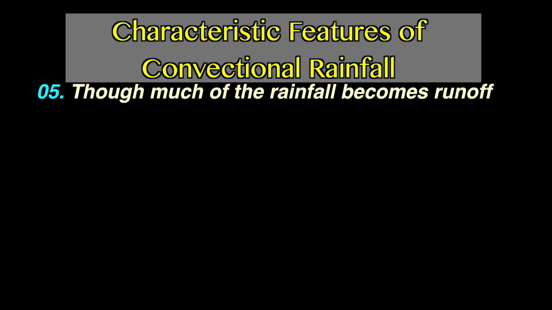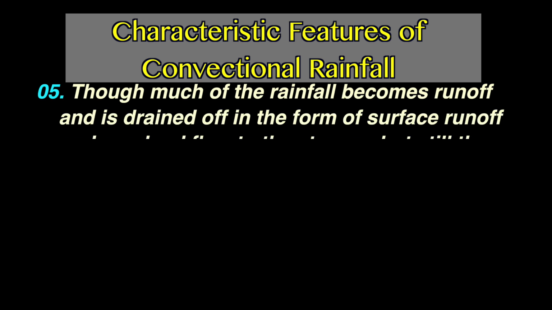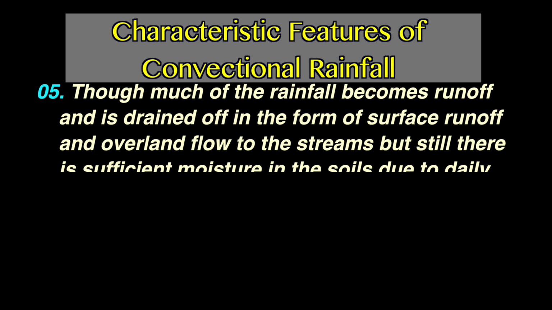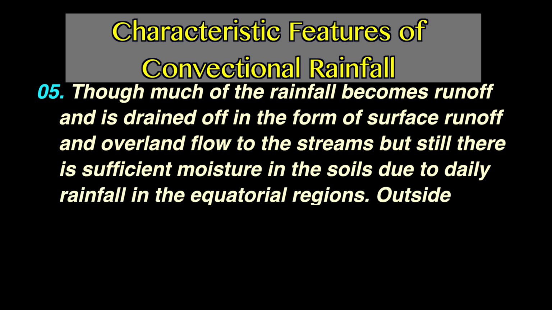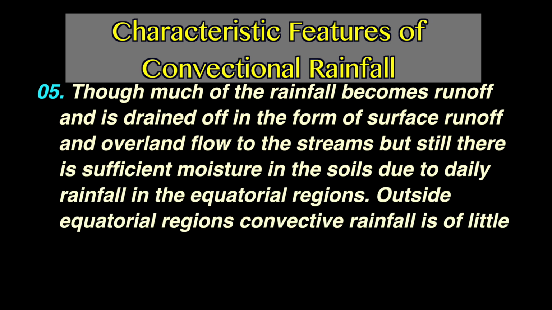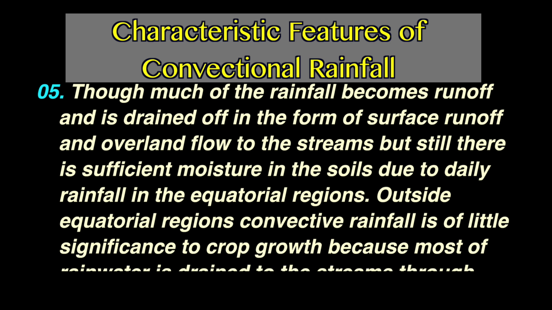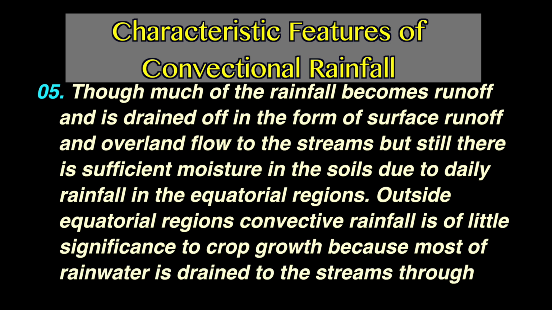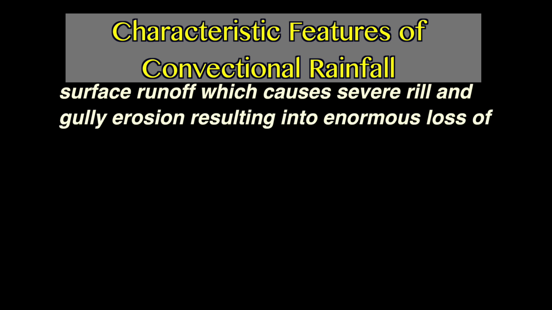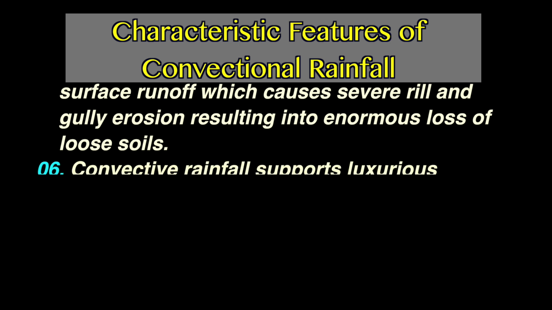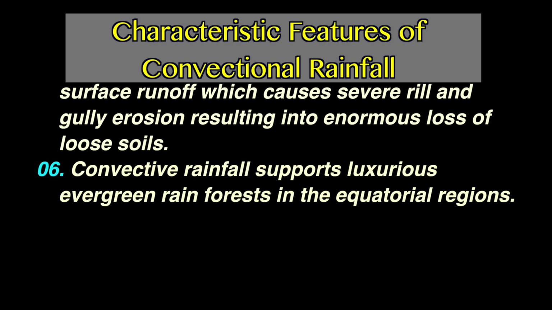Though much of the rainfall becomes runoff and is drained off in the form of surface runoff and overland flow to the streams, still there is sufficient moisture in the soils due to daily rainfall in the equatorial regions. Outside the equatorial regions, convective rainfall is of little significance to crop growth because most of the rainwater is drained to the streams through surface runoff, which causes severe rill and gully erosion, resulting in enormous loss of loose soils. Convective rainfall supports luxuriant evergreen rainforests in the equatorial regions.